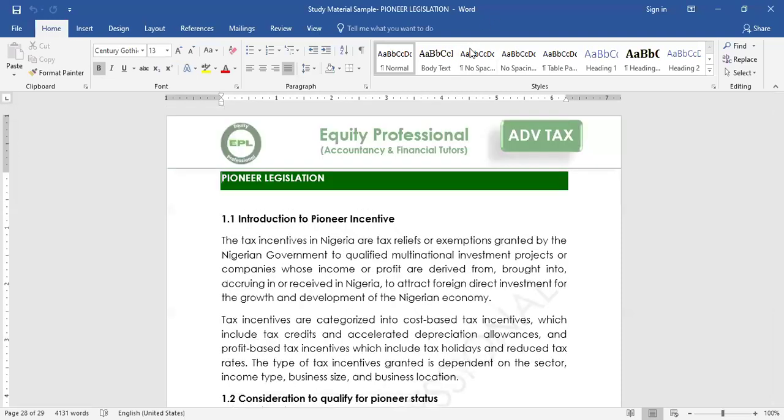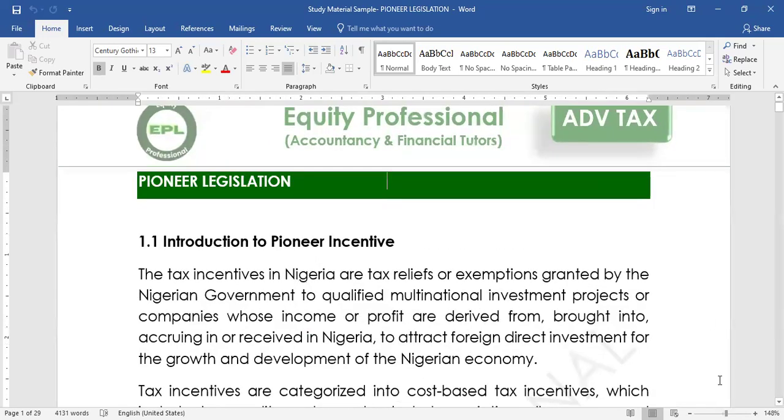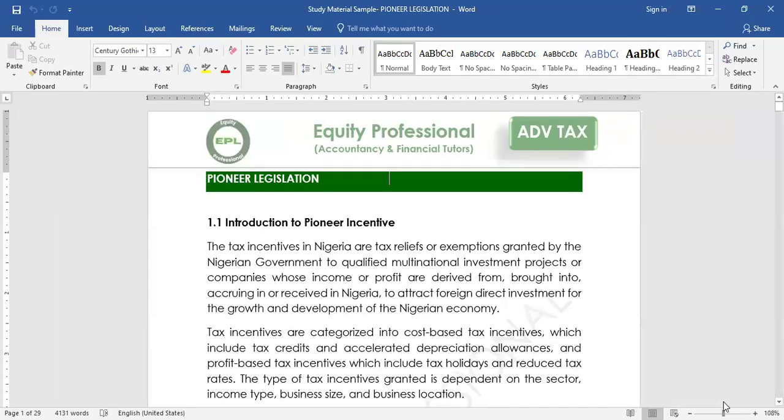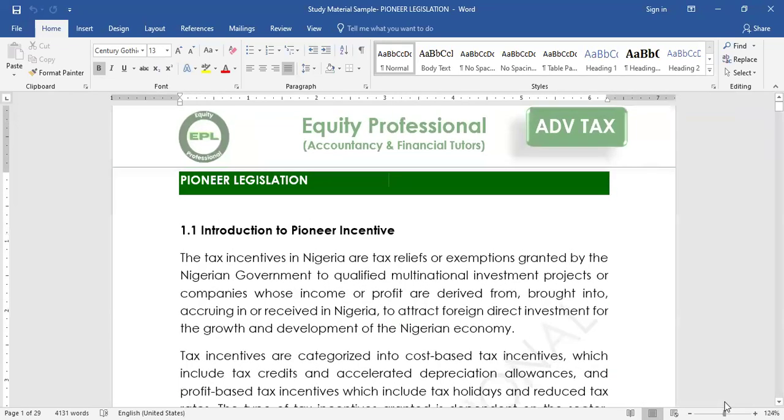What did we discuss the last time we had our class? Who can remind us what we discussed in our last class? Which topic? Tax practice in Nigeria.